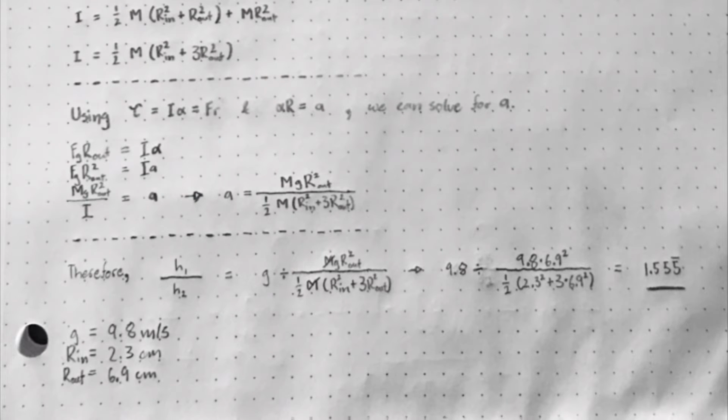So we implemented the torque formula where we found the angular acceleration times the inertia is equivalent to the force times the radius, and with that we found that the angular acceleration times the radius is equivalent to a, so we solved for a as a result.